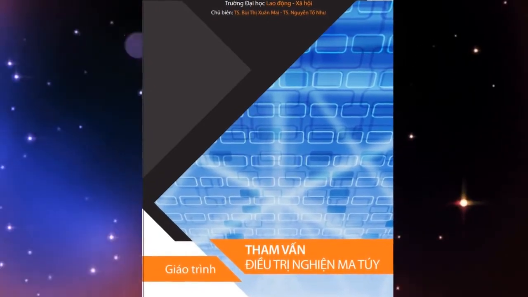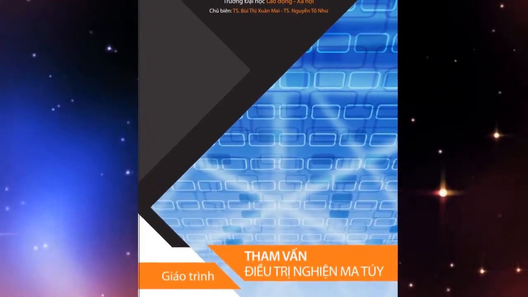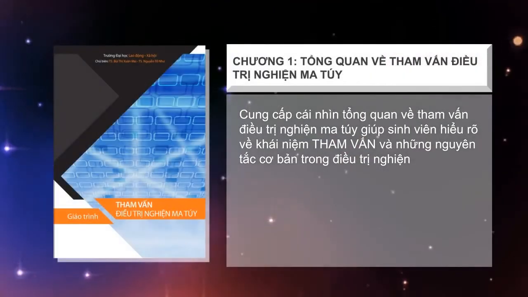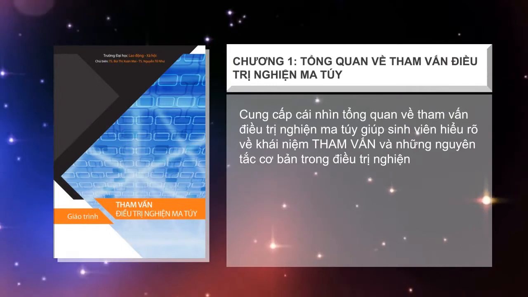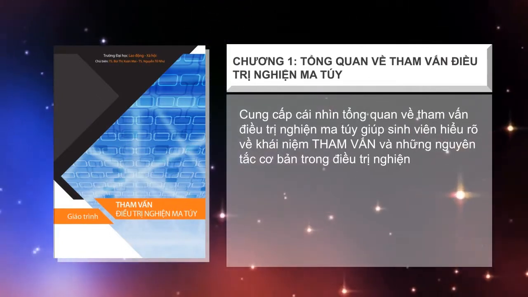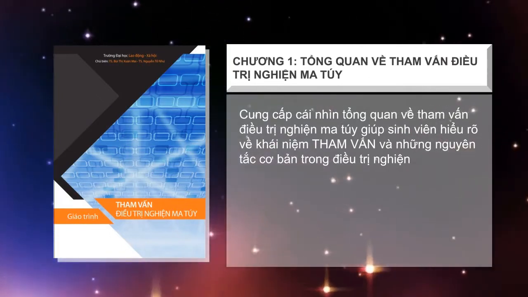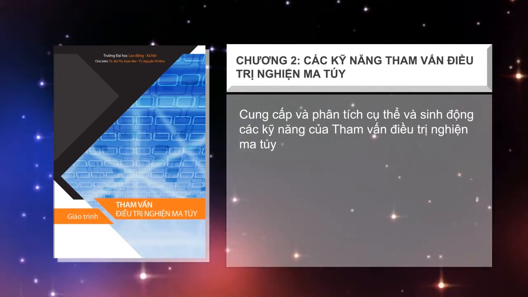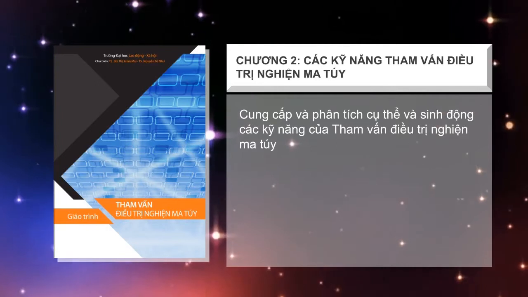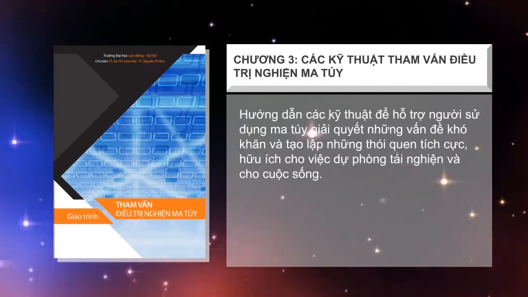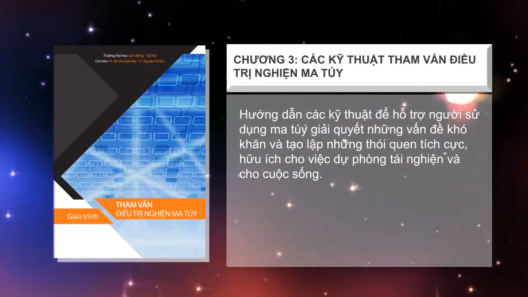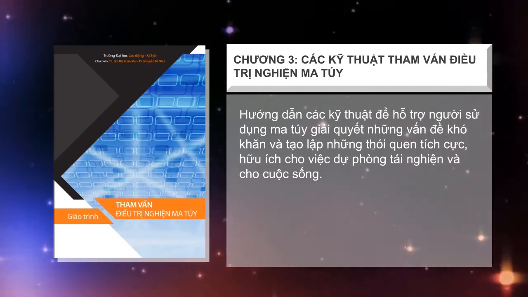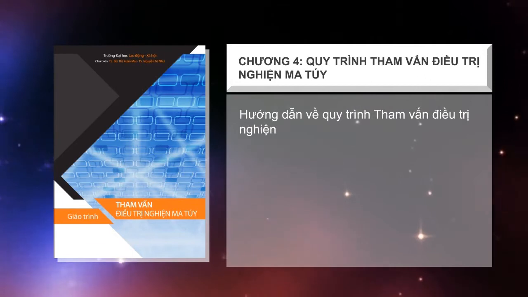The curriculum consists of 8 chapters and 252 pages, which provides basic skills and knowledge to counselors. Chapter 1 provides an overview on drug addiction counseling that helps students understand the concept of counseling and basic principles of drug addiction counseling. Chapter 2 offers insights into addiction counseling skills. Chapter 3 equips learners with techniques to support drug users to overcome the problems and establish positive and helpful habits for relapse prevention and for life.